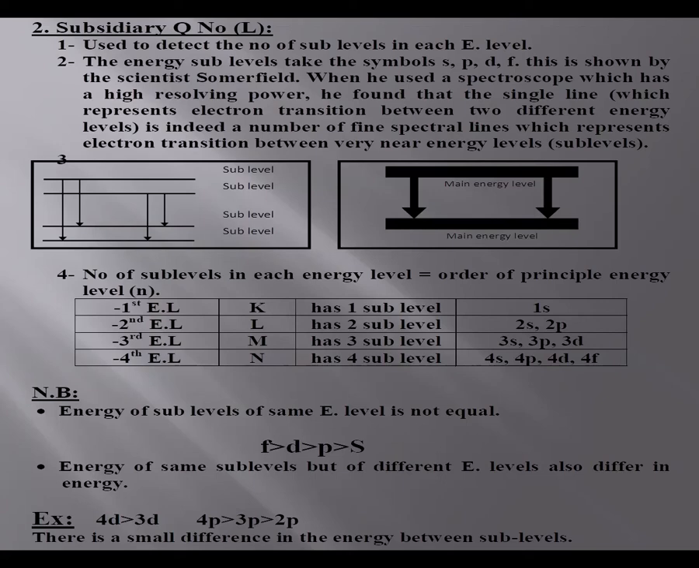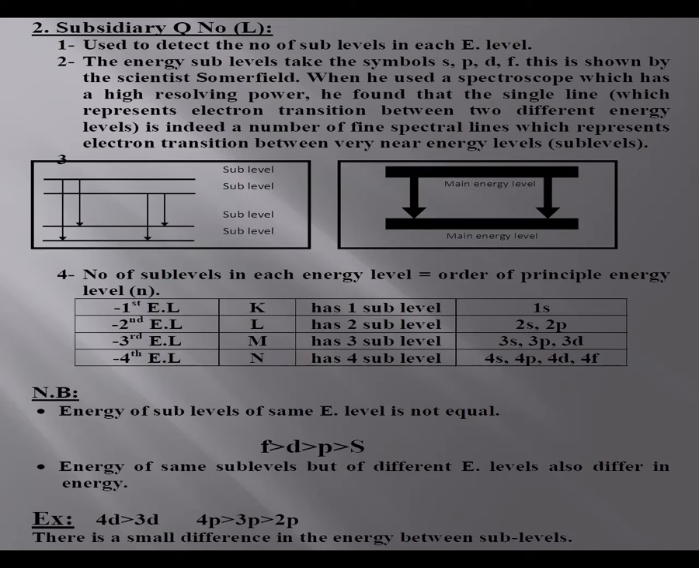But notice that the number of the energy level equals the number of energy sublevels. That means that the K energy level contains 1 energy sublevel, which is 1s. The second energy level L consists of 2 sublevels, which are 2s and 2p. The third energy level consists of 3 energy sublevels, which are 3s, 3p, 3d. The fourth energy level consists of 4 energy sublevels, which are 4s, 4p, 4d, 4f. Fifth consists of 5s, 5p, 5d, 5f. The sixth consists of 6s, 6p, 6d, 6f. And the seventh consists of 7s, 7p, 7d, and 7f.